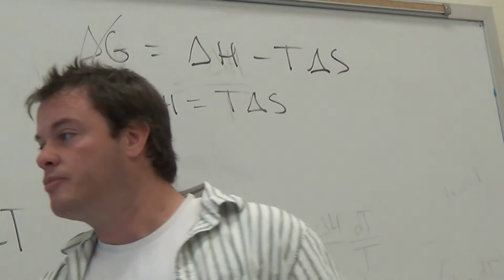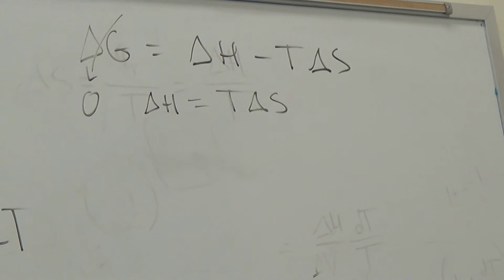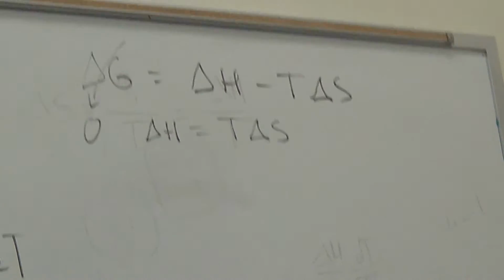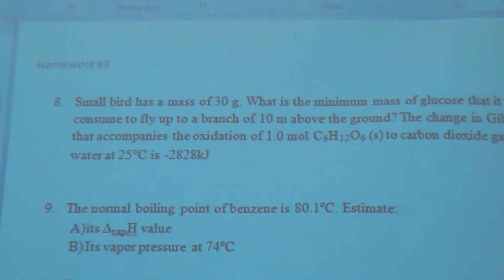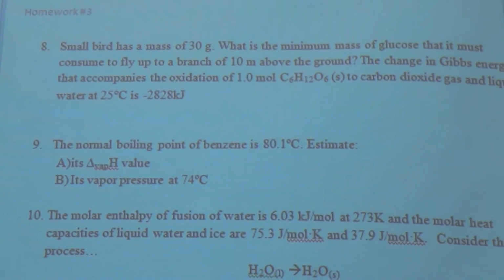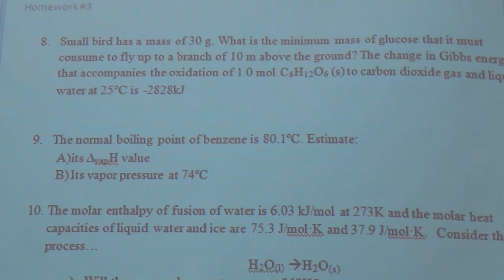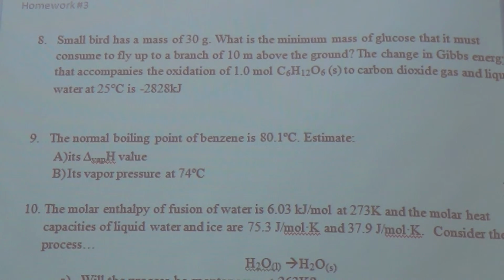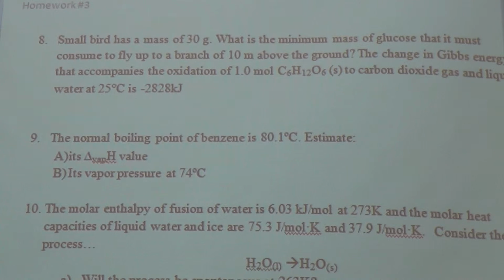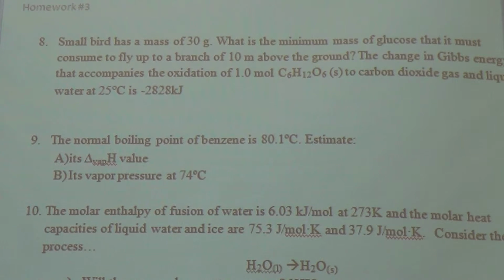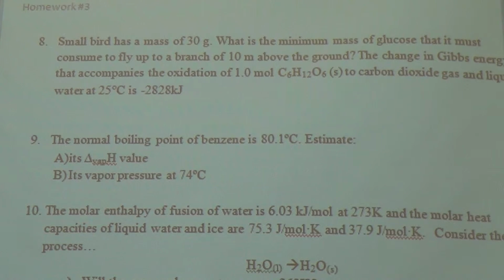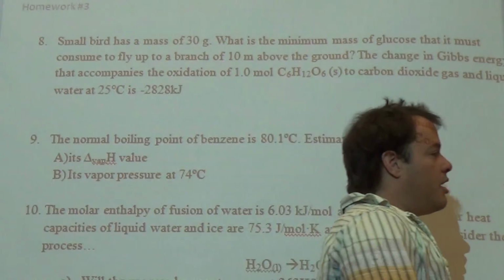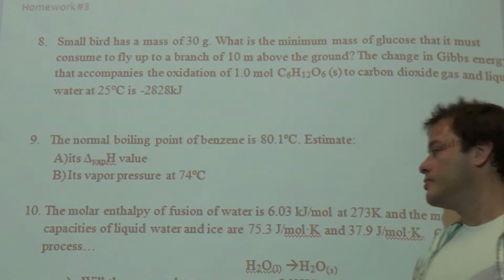Same problem. So how are you going to answer part B, the vapor pressure at 74 degrees Celsius? You're not given a delta H value, but you go about finding the delta H value either using Trouton's rule or looking up the entropy of that phase transition for benzene, and you come up with a delta H.